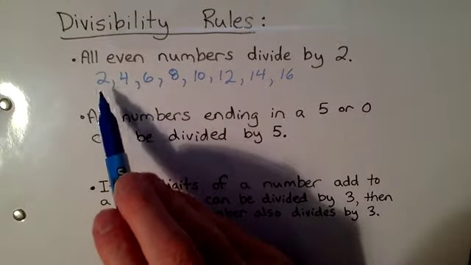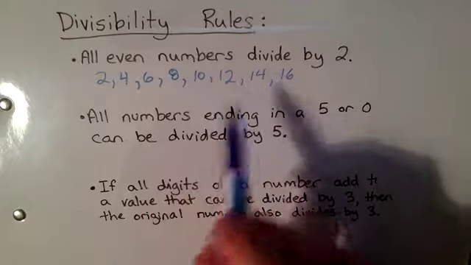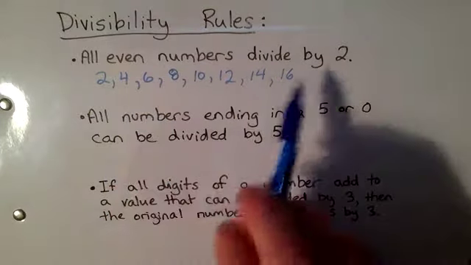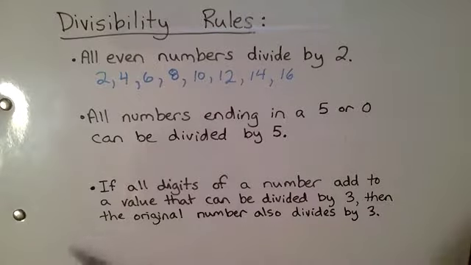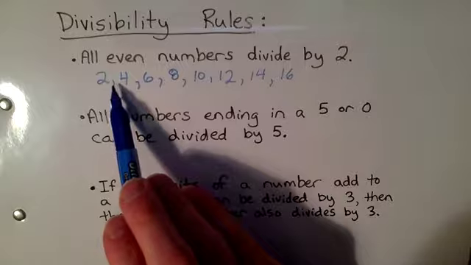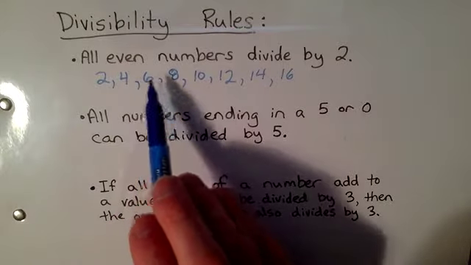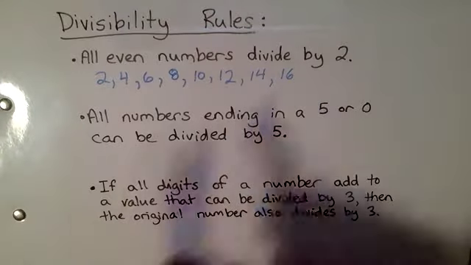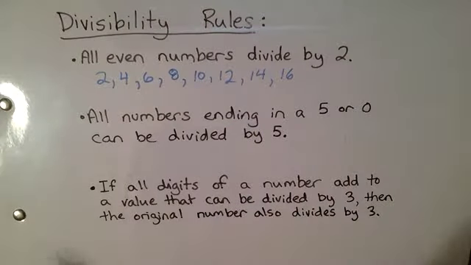Now you'll notice that those are all even numbers, and any number that is not in that list is an odd number. So the 1 in front of the 2, the 3 between the 2 and the 4, the 5, the 7, the 9, the 11, the 13, the 15, the 17 after that are all odd numbers. And so it's true that all even numbers are a multiple of 2 and can therefore be divided by 2.